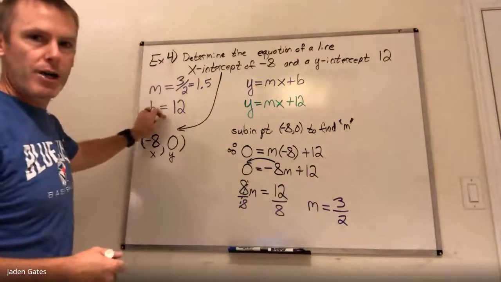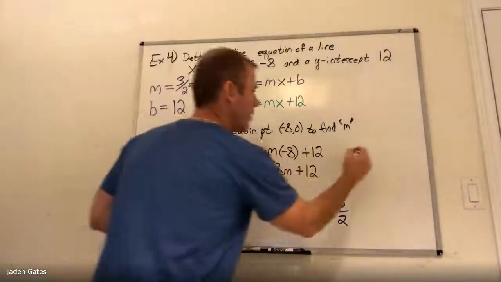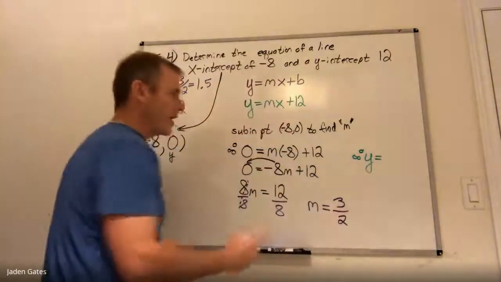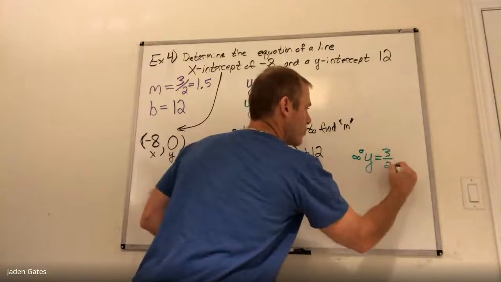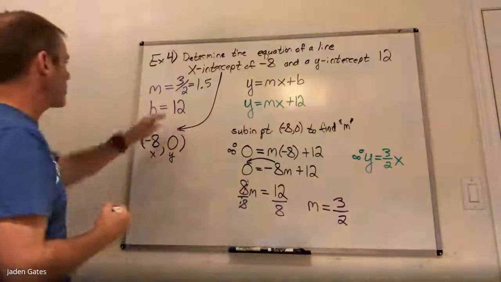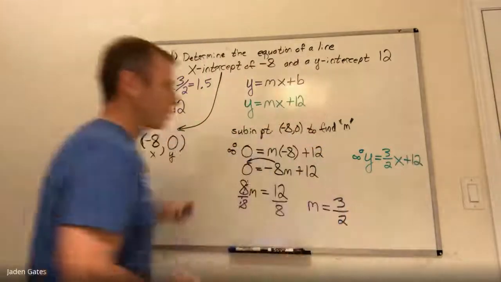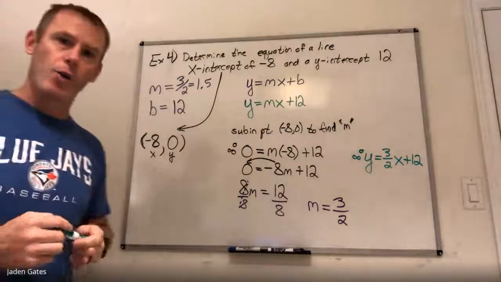But now I have my slope. I have my y-intercept. I've got my two pieces here, right? So now I've got to have a therefore statement. Y equals 3 over 2x. And again, what was my y-intercept? 12 plus 12. There we go. So that is the final equation of that line.